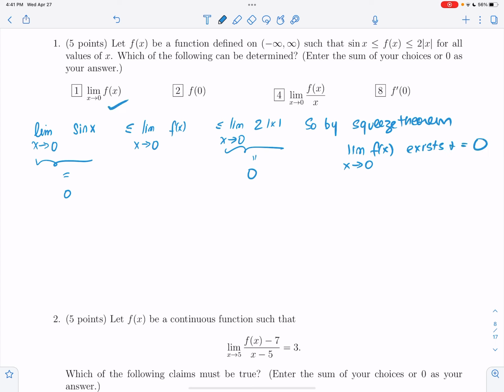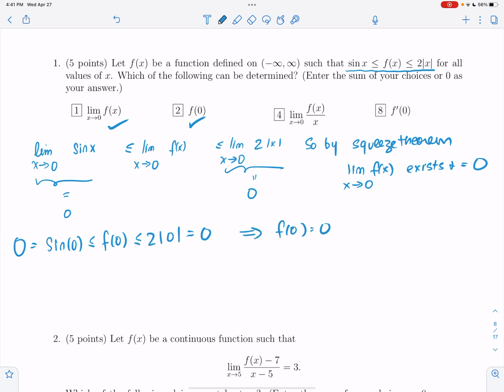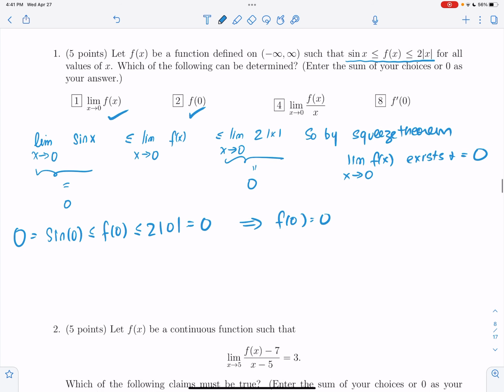Okay, so you have that that is correct. Now, what about f of 0? Well, you know that this statement is true for all x's. So you have that sine 0 is less than or equal to f of 0 is less than or equal to 2 times the absolute value of 0. The right-hand side is 0, the left-hand side is 0, so you must have that f of 0 is 0. So you know that is true as well.